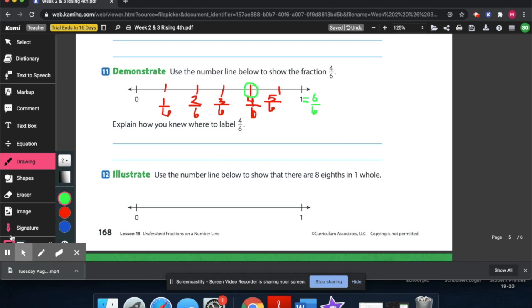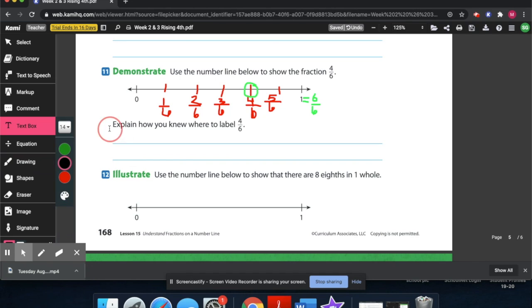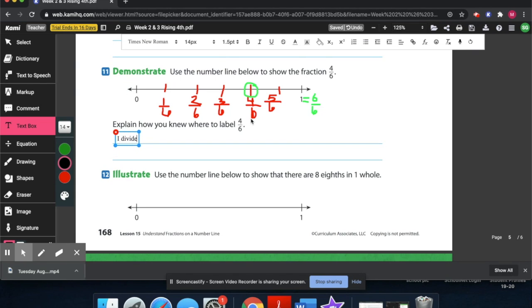Now it's going to ask us how you knew where to label 4/6. It's a tricky question. It's there on purpose to confuse you, but this is what we're going to put. I divided the whole into 6 equal parts. I counted 4 parts to find 4/6.